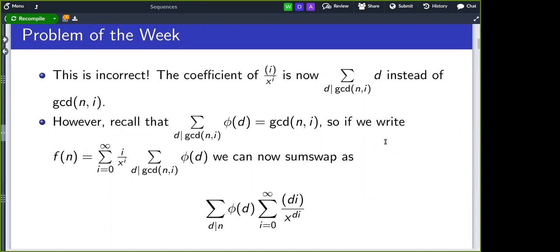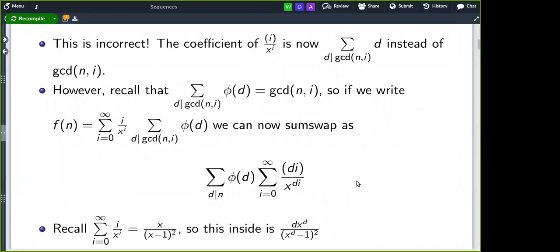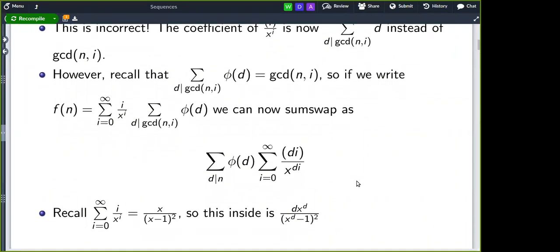So this sum swap is going to give the sum over d dividing n of phi of d times the sum from i equals 0 to infinity of di over x to the di. The inside sum is actually pretty easy to deal with. We did this last class, I mean, in summations A. Recall that the sum from i equals 0 to infinity of i over x to the i is going to be x over x minus 1 squared. So the inside summation, if we replace the x with x to the d and then multiply by d, is d x to the d over x to the d minus 1, all squared.